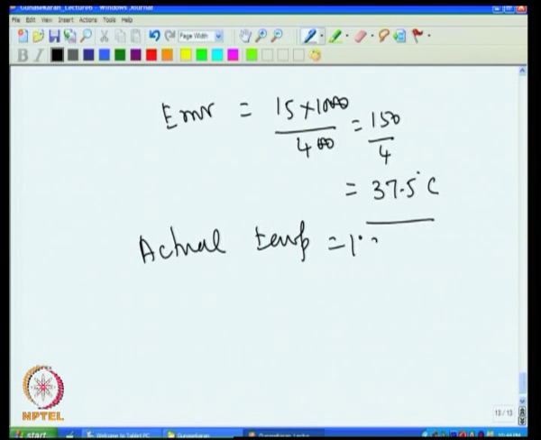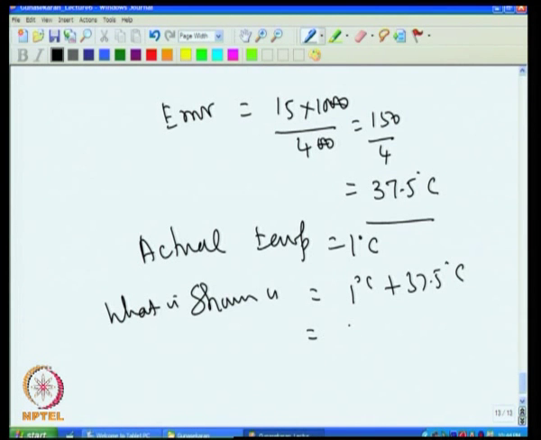That means the actual temperature is 1 degree C, but what is shown is 1 degree C plus or minus 37.5 degree. That means it may show in one case 38.5 degree, in another case it may show minus 36.5 degree C, because one op amp can have plus offset voltage, another may give minus. If it is plus, it comes to 1 plus 37.5, if it is minus, 1 minus 37.5, that comes to minus 36.5. So different op amps will give you different temperatures from 38.5 to minus 36.5. It is a huge error.